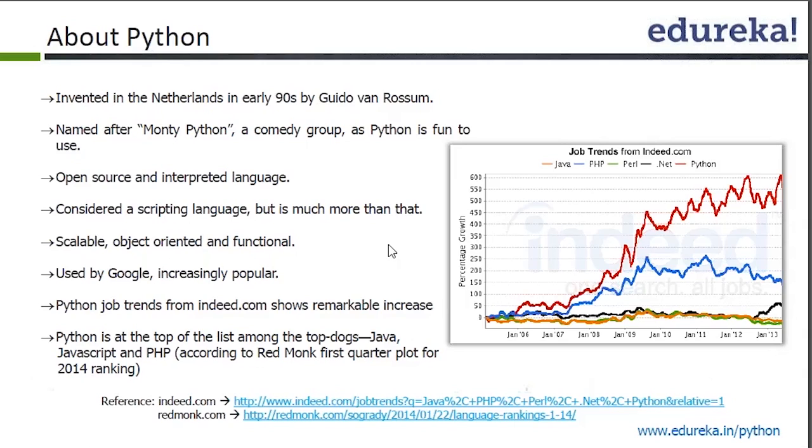You can create your own class. It's extremely powerful. It's more extensive than any other language that I can think of. So it's not just a scripting language. It's scalable, object-oriented, and functional. It's used by Google and increasingly popular. Google uses Python extensively. The whole Amazon Web Services has been built on top of Python, or you might call it Django, right? And the whole Hortonworks framework has been built on top of Python.